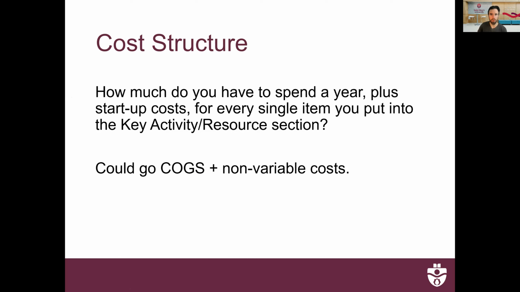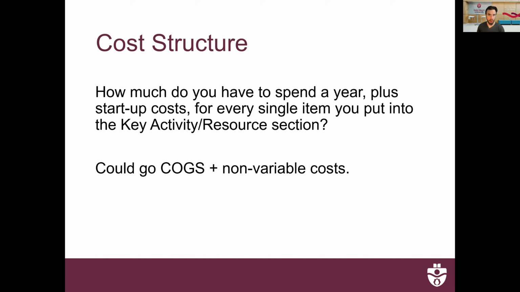So what you would have to do, assuming you've done a good exhaustive job of going through your key activities and key resources sections in the previous couple of videos, you need to figure out how much every single one of those things will cost you. Is it a one-time purchase, like buying manufacturing equipment? If it is, how are you going to pay for it? You're probably going to finance it over 10 years, something like that. What do those payments look like?